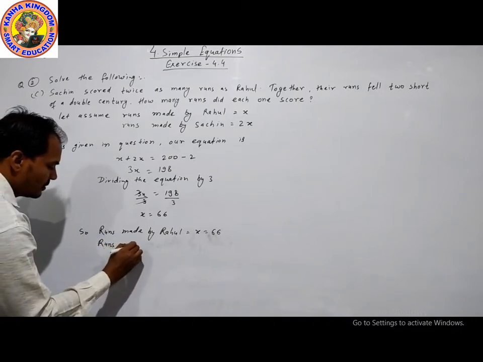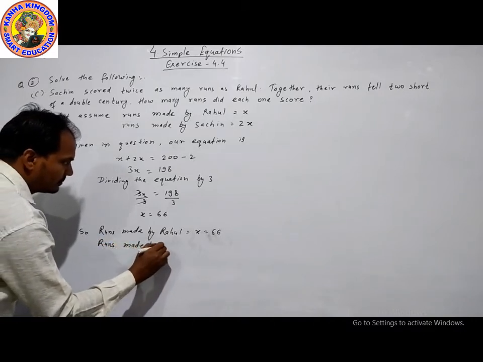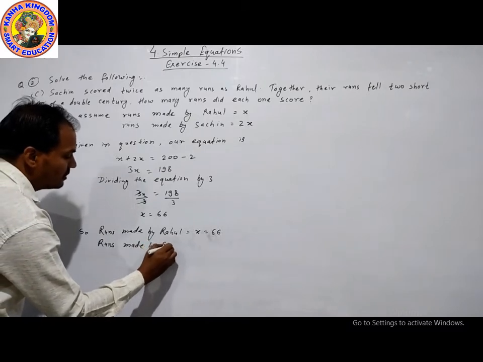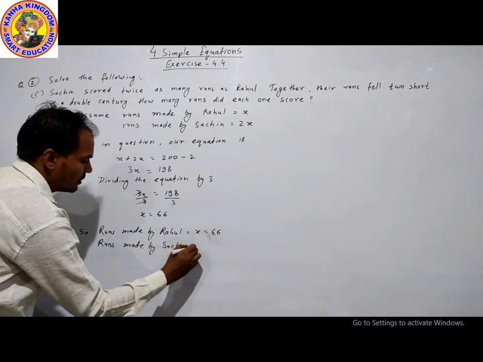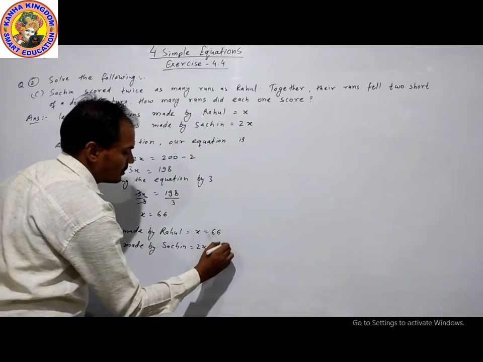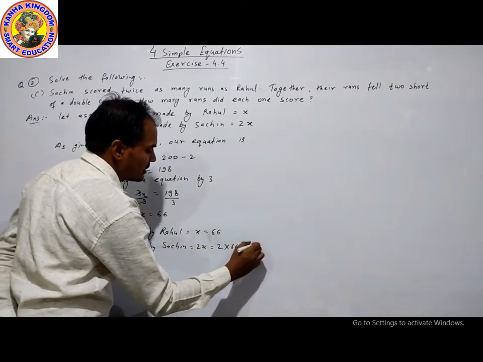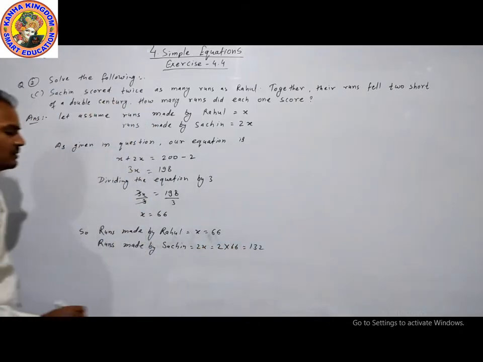Runs made by Sachin is 2x. 2 into 66, 132 runs.